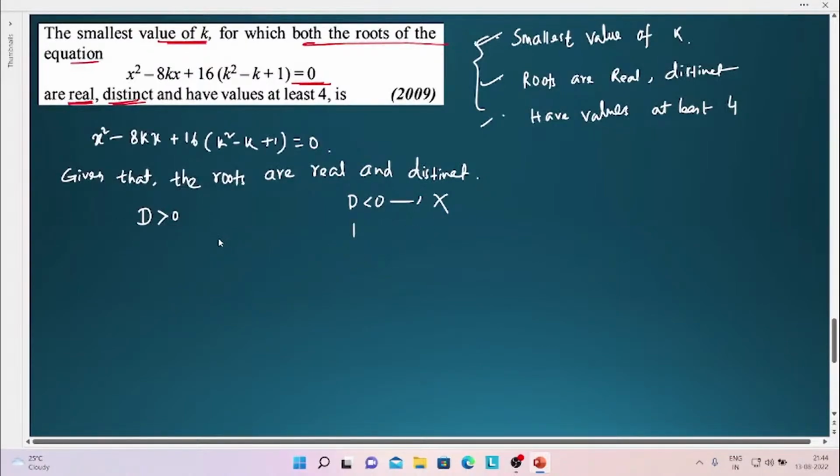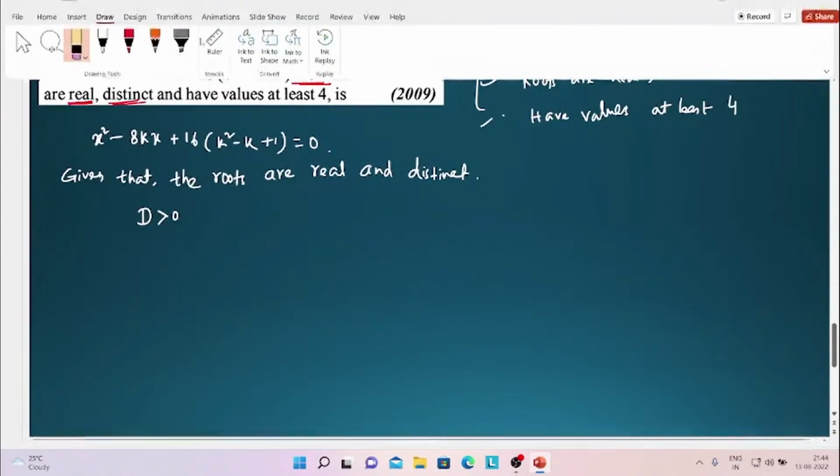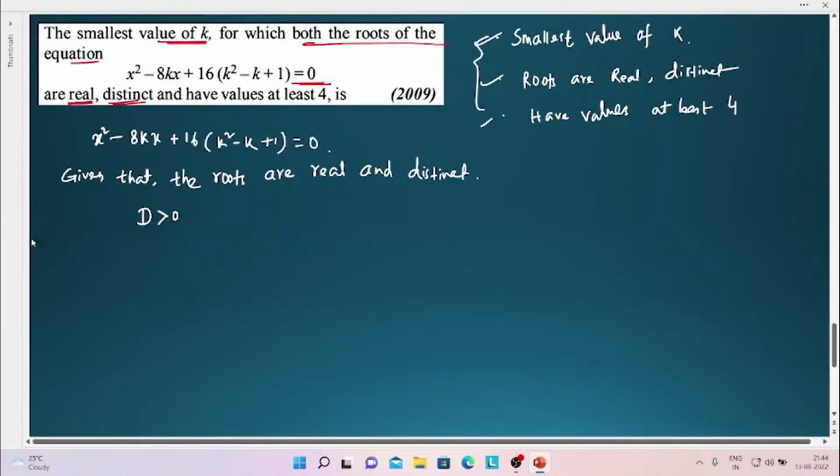So you can understand. Okay, so let me erase that part. Since D is greater than 0, you have to find out the value of D, which is b square minus 4ac, that formula, where b is the coefficient of x, a is the coefficient of x square and c is the constant term. So D will be minus 8k, whole square, minus 4 times 1 times 16 into k square minus k plus 1, which is strictly greater than 0, right? So let me calculate that part.